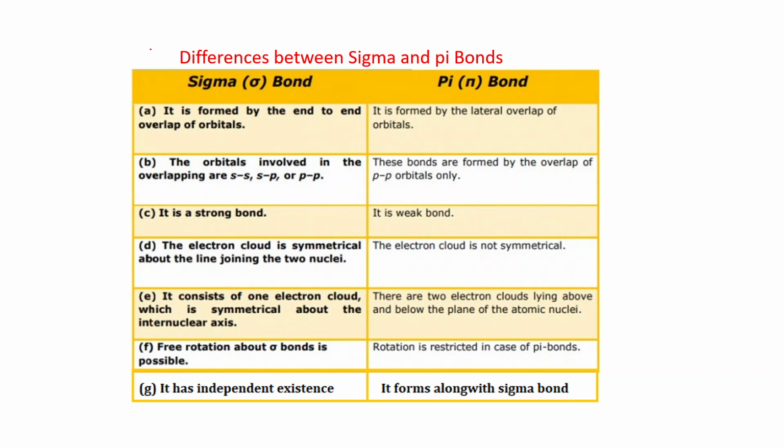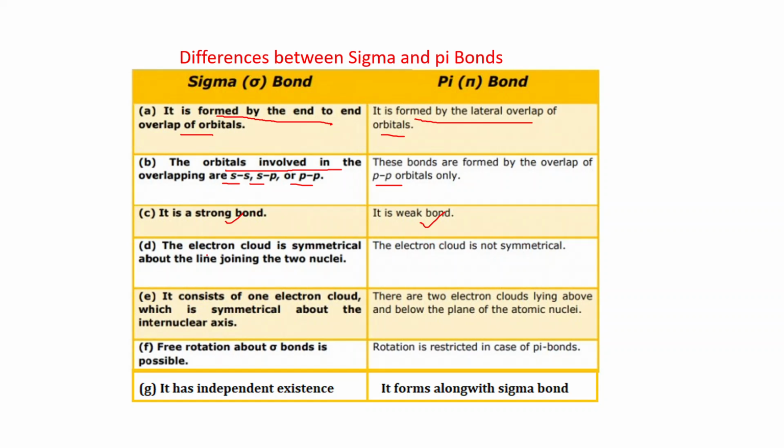Now, what are the differences between sigma and pi bonds? Let us see. Sigma bond is formed by the end-to-end overlap of orbitals. Pi bond is formed by the lateral overlap of orbitals. In sigma bond, the orbitals involved in the overlapping are s-s, s-p and p-p. While in the pi bond, p-p orbitals overlap, overlap of p-p orbitals only. Sigma bond is a stronger bond, pi bond is a weaker bond.